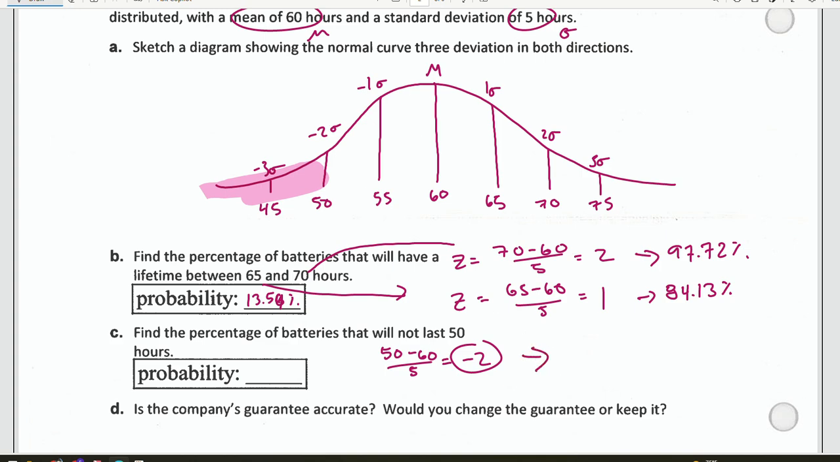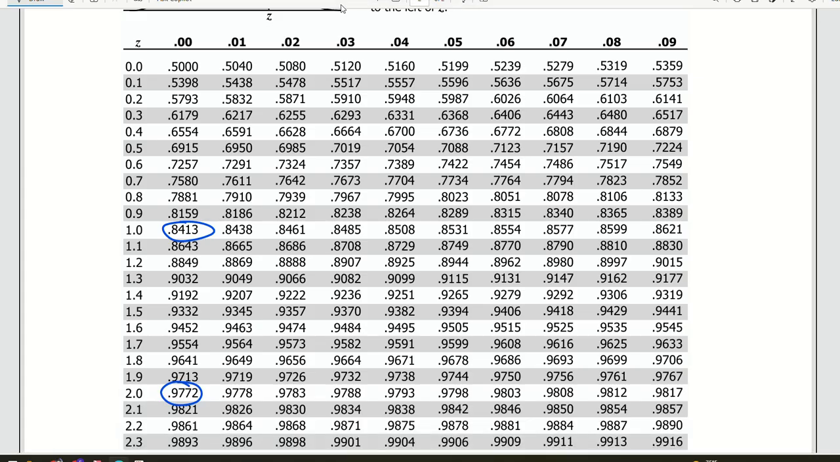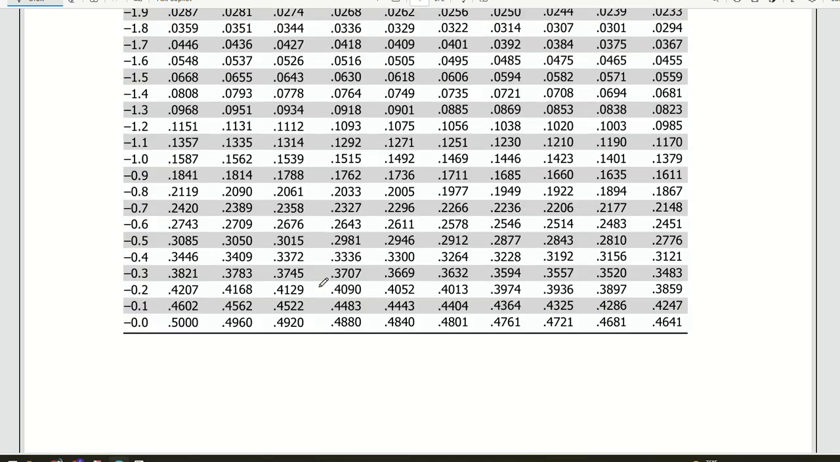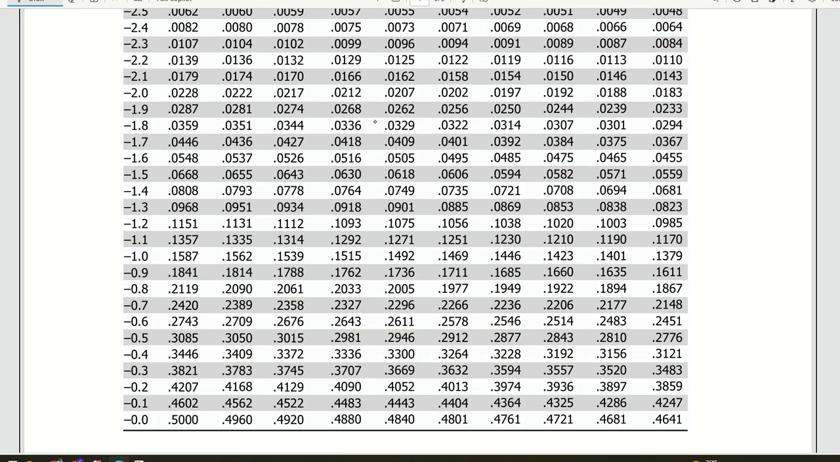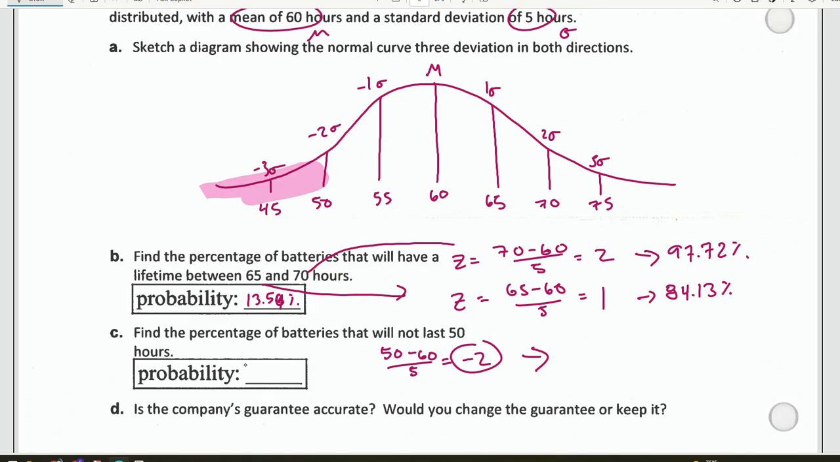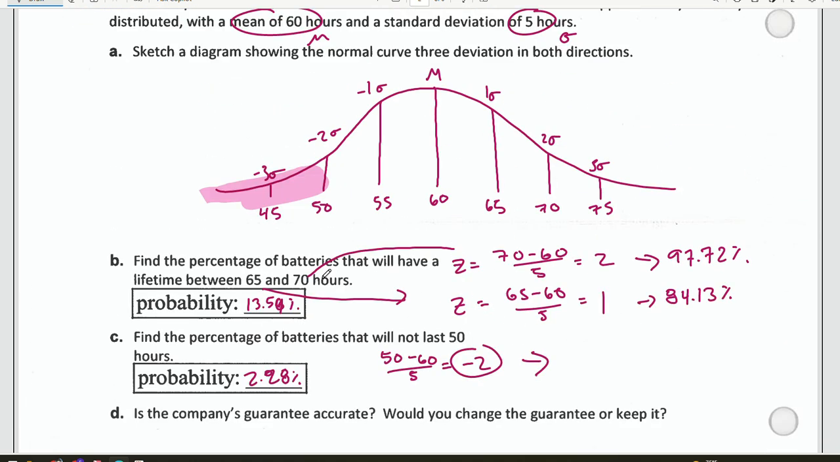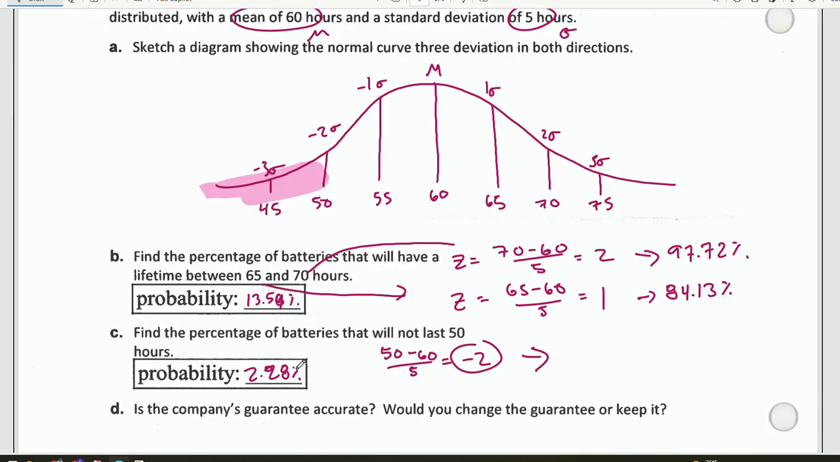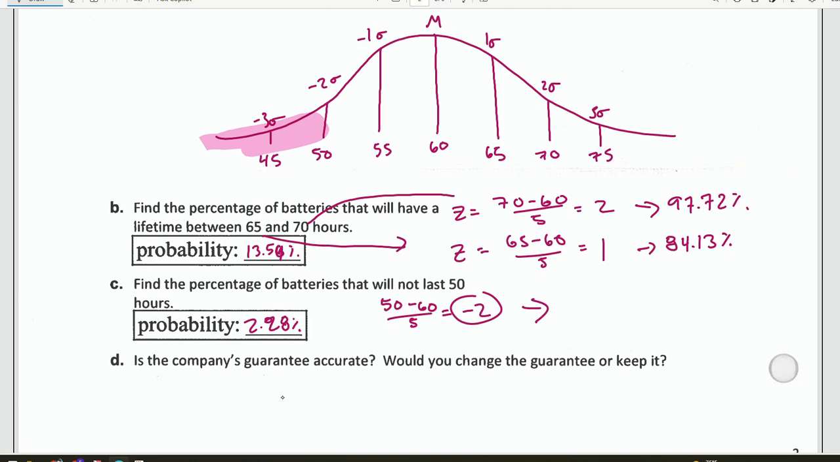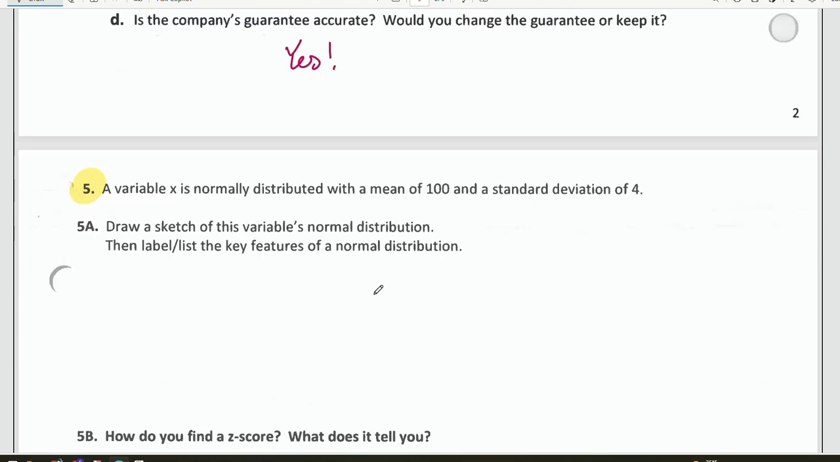This is going to give us the probability of going to -2.0, 2.28%. Is the company's guarantee reasonable? They guarantee it over 50. So the fact that there's only a 2.28% chance of it failing, I would say yes. I would keep it.